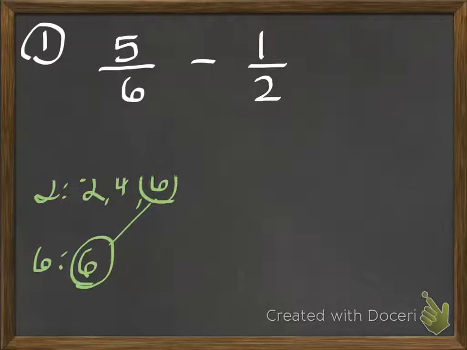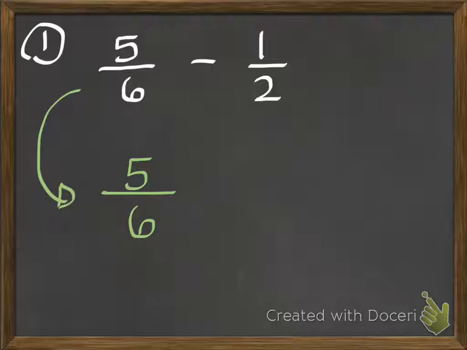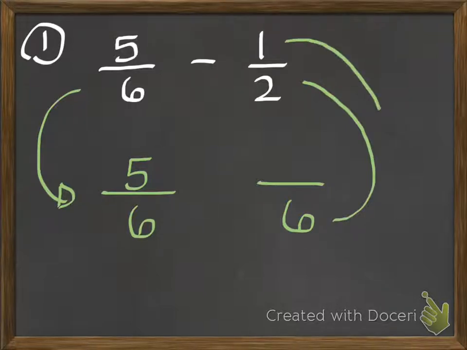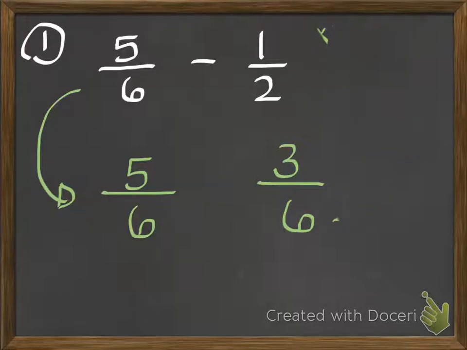Okay? Now, since 5/6 already has a denominator of 6, I'm just going to keep the same fraction. Okay? I'm writing it down below, and it's the same fraction. I'm going to change 1/2 to 6ths, but since the bottom number is different, I have to find out how I changed it and do that change to the numerator as well. Okay? So, to get 2 to 6, I had to multiply times 3. 2 times 3 is 6. Whatever I do to the bottom, I also have to do to the top. So I multiply that top number times 3 as well. 1 times 3 is 3. Okay? So now I have 5/6 minus 3/6.